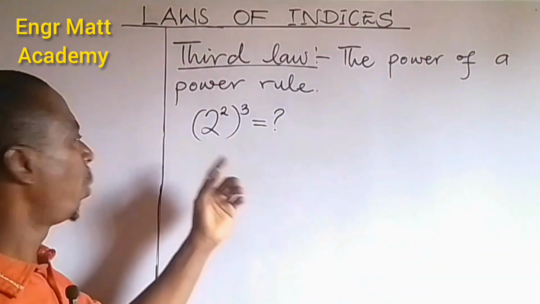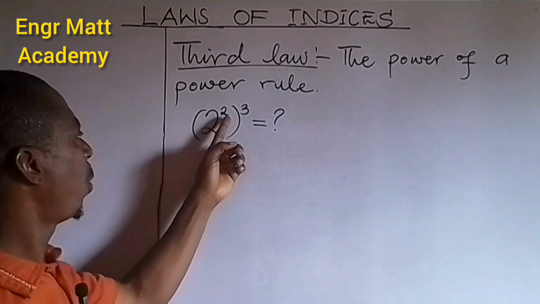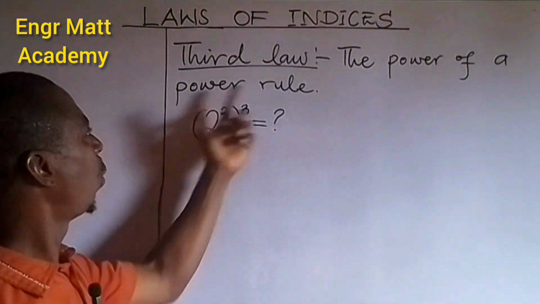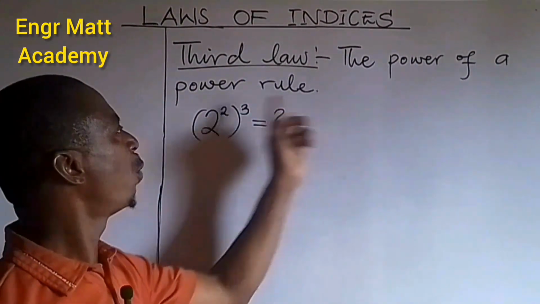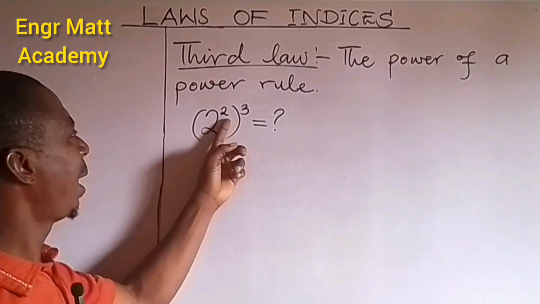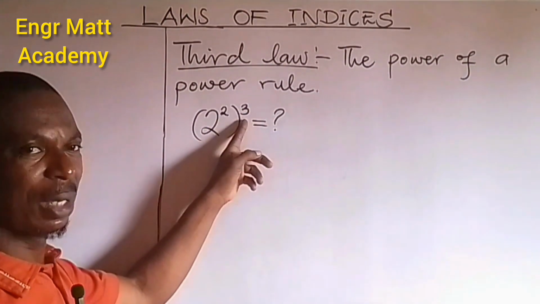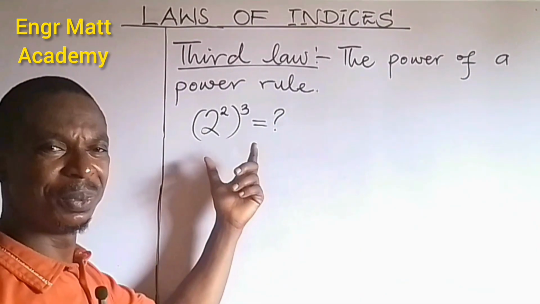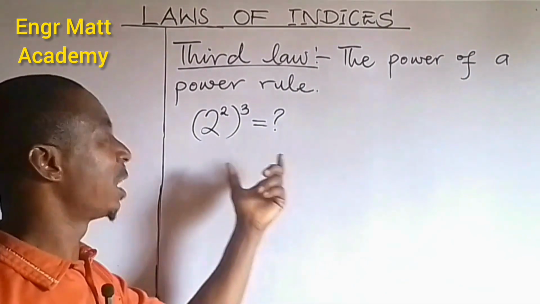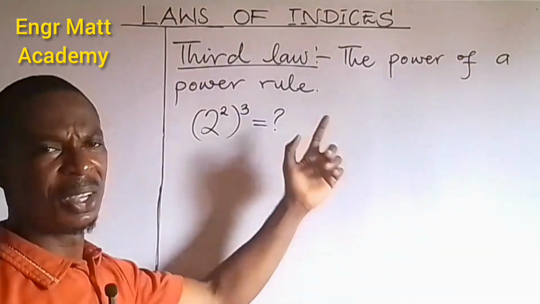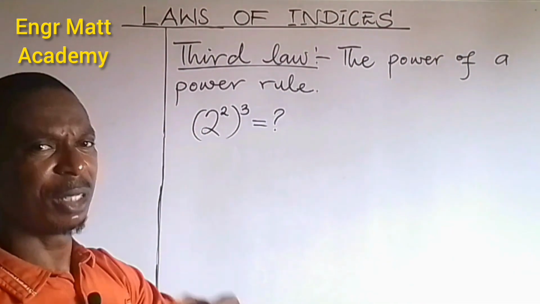On the board, we have 2 raised to the power of 2 raised to the power of 3. This is why this law is called the power of a power rule, because 2 is raised to power 2 and raised to another power 3. When we have this kind of problem, what do we do? We have 2 options: the expansion method or the law of indices. So let's see the expansion method.